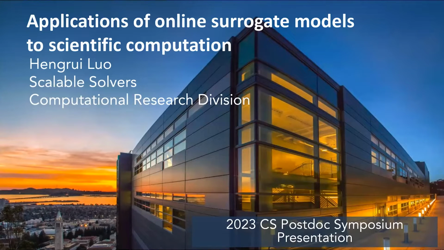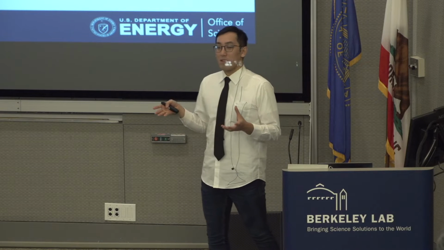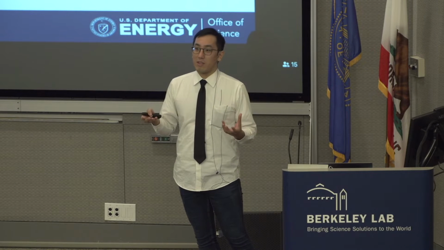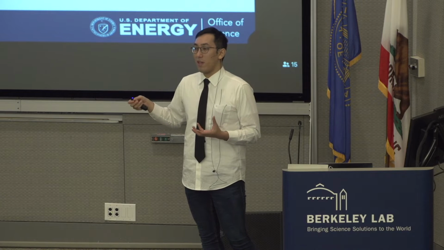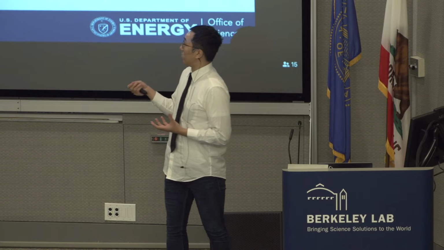So this is a very long title, so I'll explain each part of it. First of all, we talk about online surrogate models. Online modeling is different from offline modeling, where in the classic context we have a data set. For example, in linear regression, we have a data set and we fit a straight line to it. That's offline modeling, where your data set, once obtained, never changes. But online modeling is a little bit different. That means your data set can be accumulated sequentially, and you have the freedom to pick your next sequential samples one by one in each iteration.